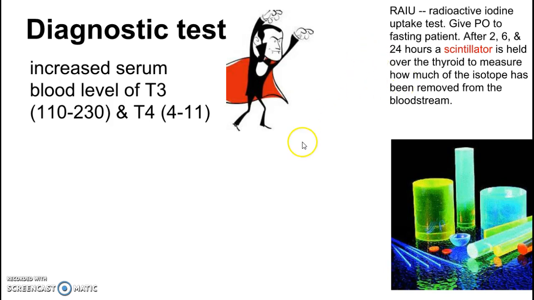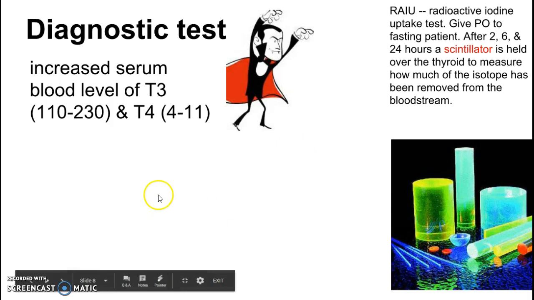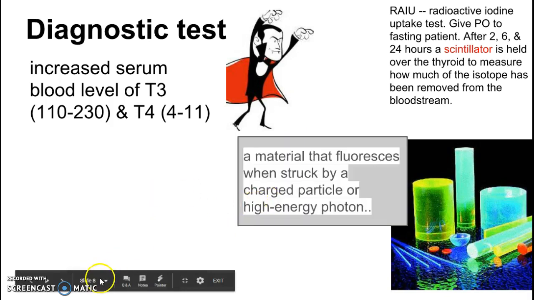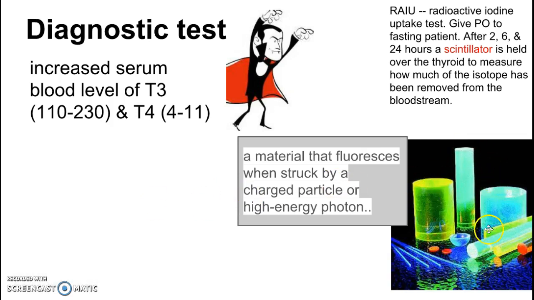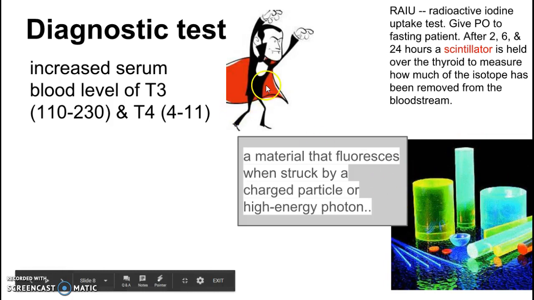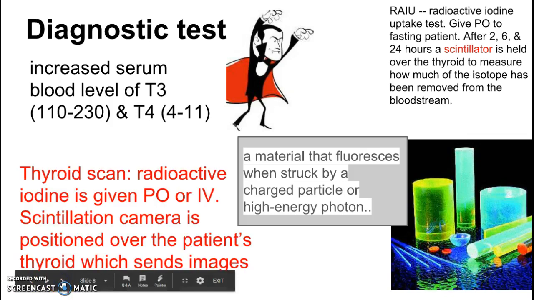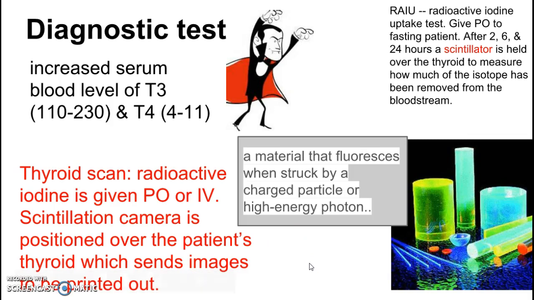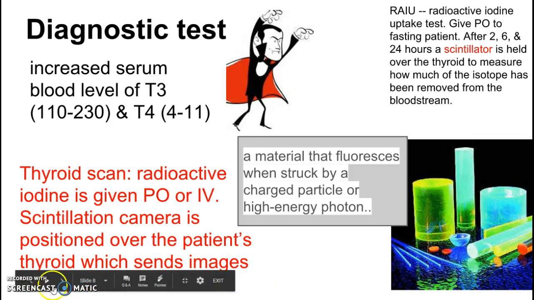And if you're wondering what the heck is a scintillator, it sounds like something that would be like an air freshener. No, it's a material that fluoresces when struck by a charged particle or high energy photon. So these pretty things right here would be examples of scintillators, so they light up. So we're going to administer radioactive iodine. Thyroid's going to gobble it up, and then we can tell by how fast it gobbles it up. So this is called a thyroid scan. And then it will send us images.